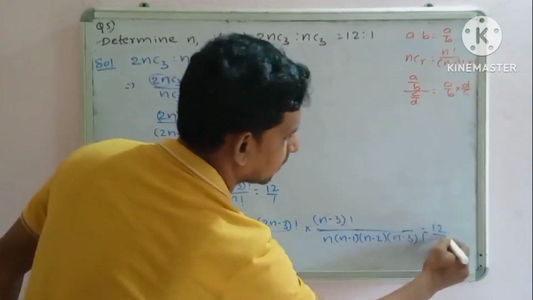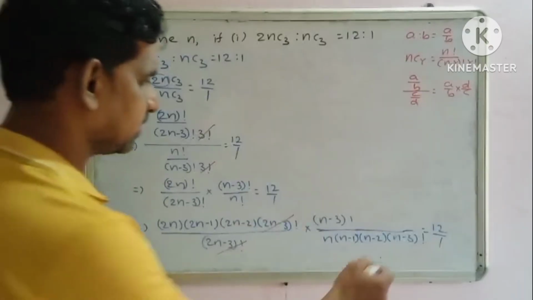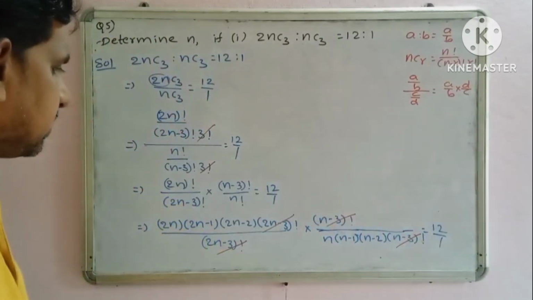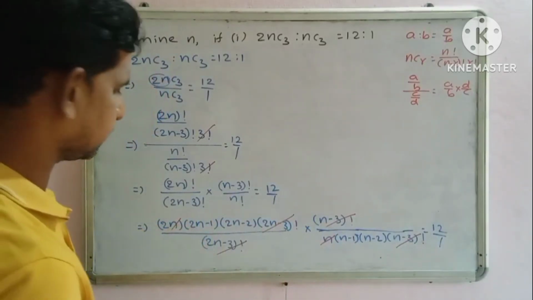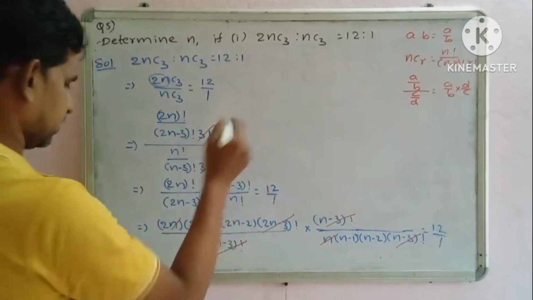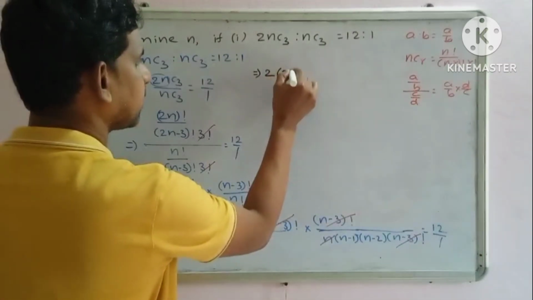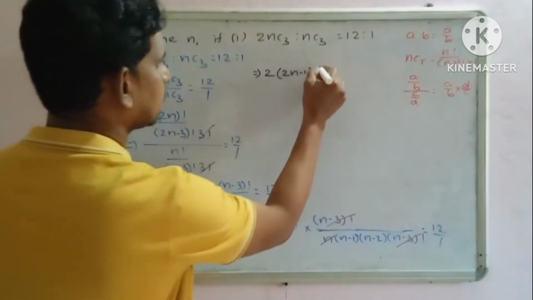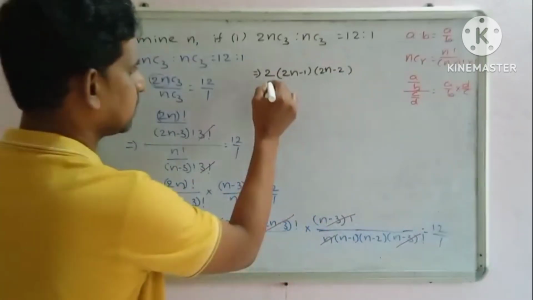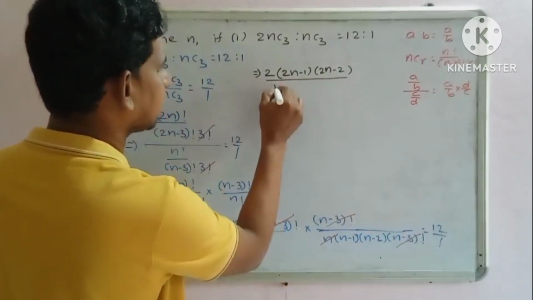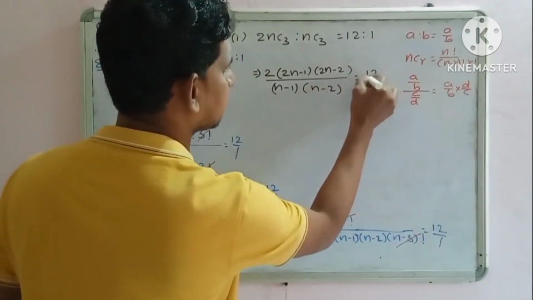to 12 by 1. Now 2n minus 3 factorial, 2n minus 3 factorial get cancelled. n minus 3 factorial, n minus 3 factorial get cancelled. Okay, next. n gets cancelled. Okay, next. See now, here 2 is there. 2 times 2n minus 1, 2n minus 2. Take 2 as the common. Okay, write 2n minus 2. One more step: 2n minus 2 by n minus 1 times n minus 2 equals 12 by 1.